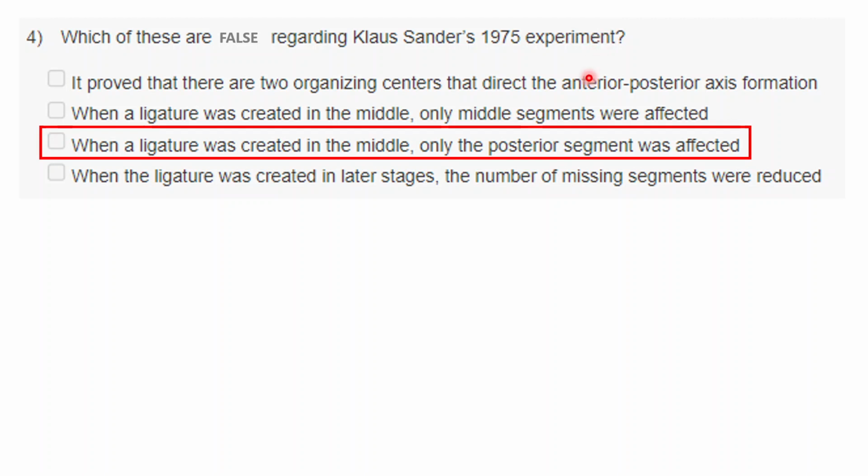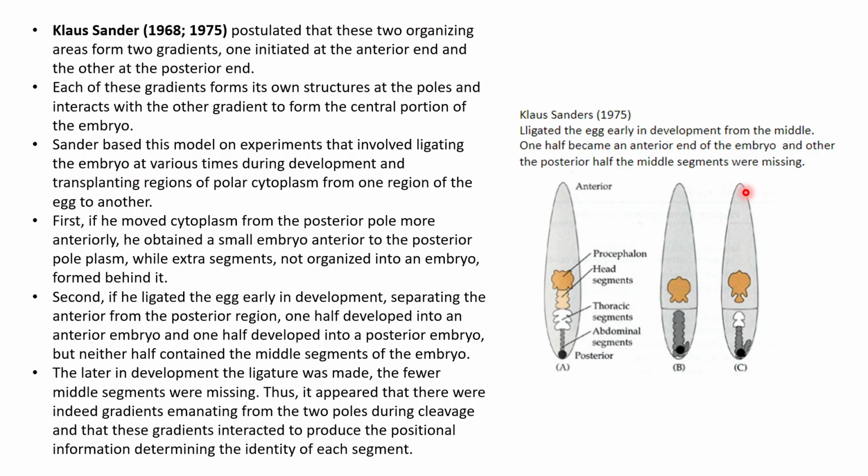His experiment proved that there are two organizing centers. When ligature was made, only middle segments were affected, and in later stages the number of missing segments were reduced because in later stages already the interaction has turned on certain expression of genes which can lead to formation of the middle segments. So lesser number of middle segments were missing.